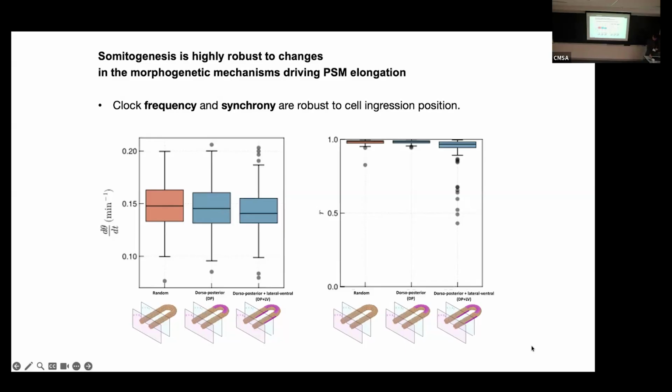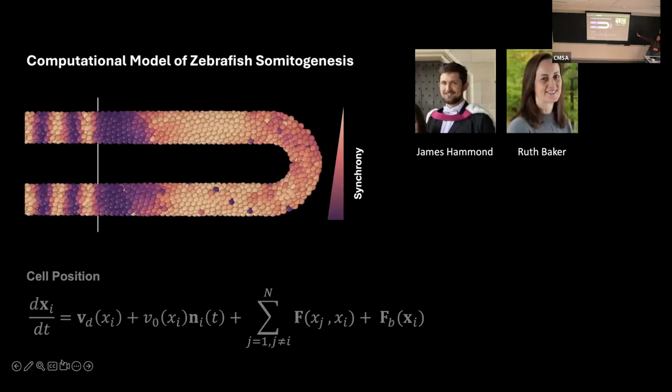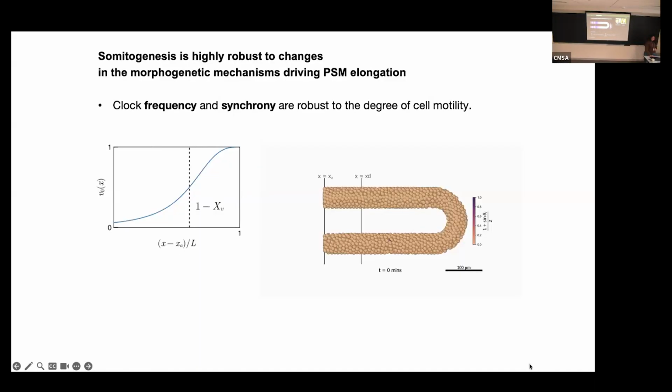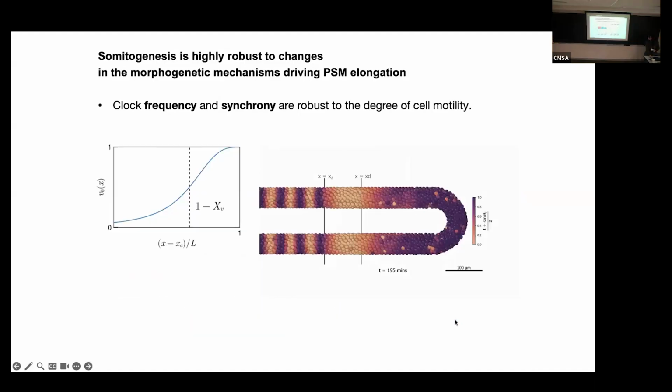So frequency and synchrony are robust to cell ingression position. Then we've got these cell motility gradients, again fit from zebrafish. I should have said that this is the work of my student James, in collaboration with Ruth Baker, also at the University of Oxford. So you can see that there's a cell motility gradient: the cells in the back are moving more than in the front. And what happens if we change this?